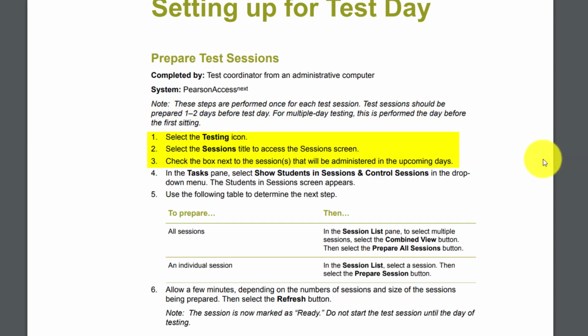Step 1, you're going to select a testing icon. Step 2, you're going to select the session's title to access the session's screen. 3, you're going to check the box next to the sessions that will be administered in the upcoming days. 4, in the tasks pane, select Show Students in Sessions and Control Sessions. In the drop-down menu, the Students in Session screen appears. And then 5, use the following table to determine the next step.